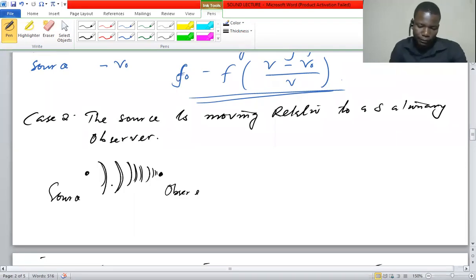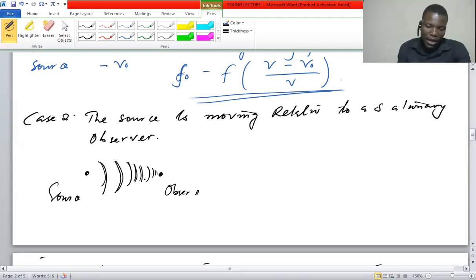So check this out. The source is moving towards the observer and the observer is stationary. So what you're going to discover is that, the way I've drawn the wave fronts, the distance is reducing. The wave fronts passing this observer are closer together because of the source going towards the stationary observer.